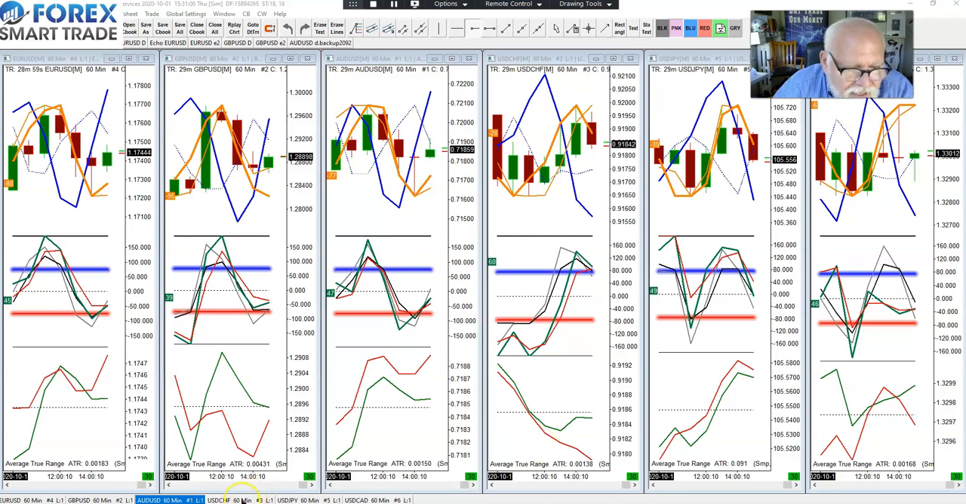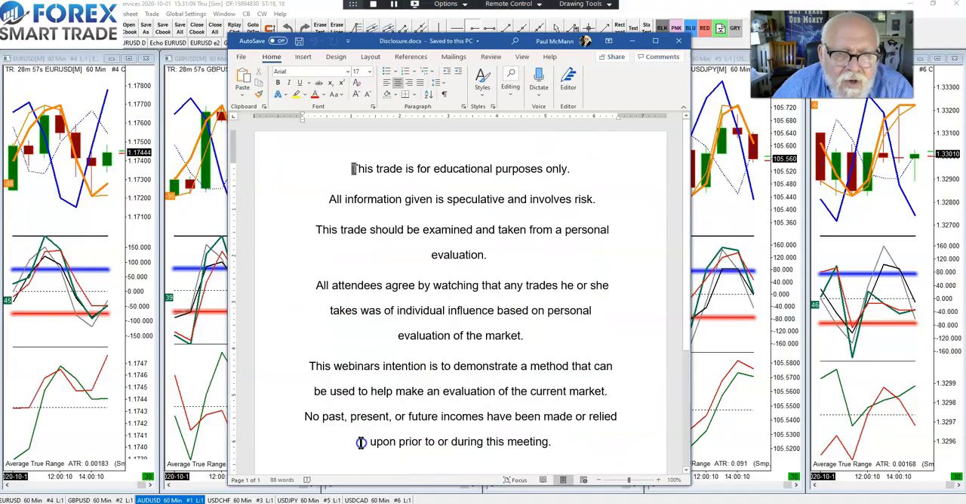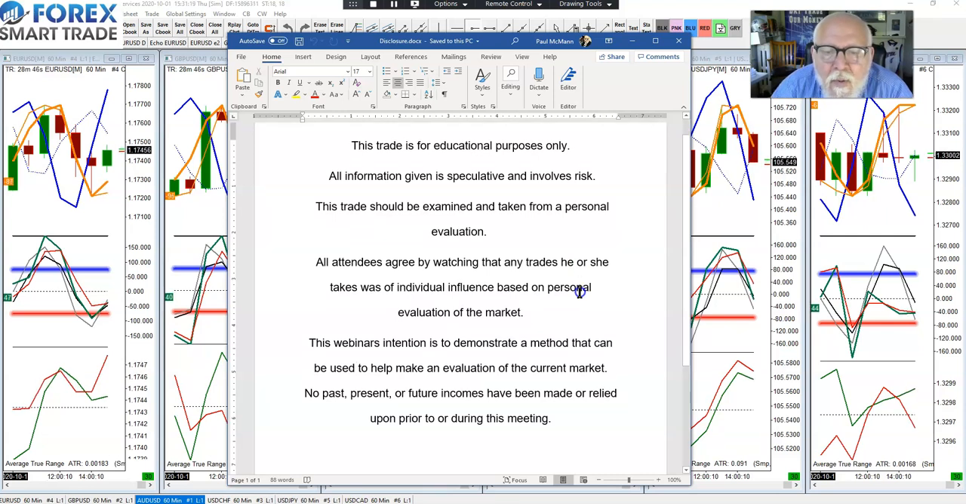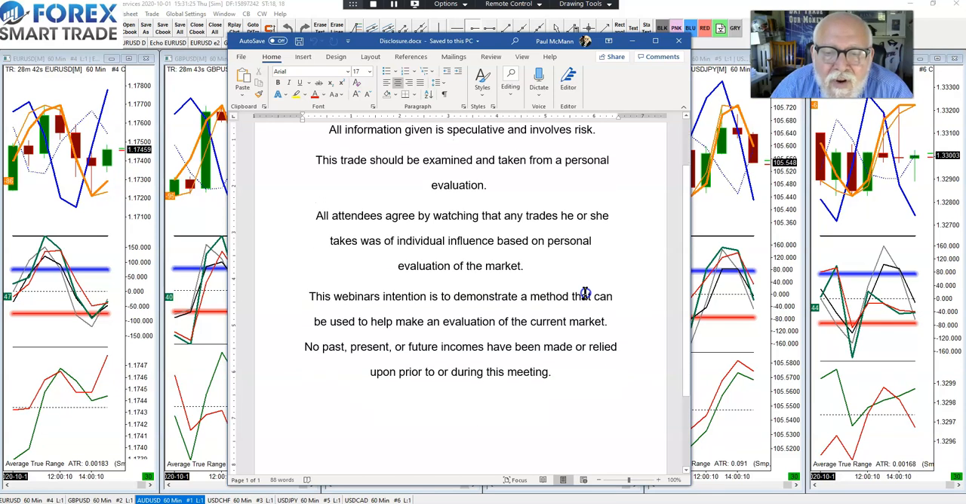First line of business is we must read the disclosure. Disclosure: this trade is for educational purposes only. All information given is speculative and involves risk. This trade should be examined and taken from a personal evaluation. All attendees agree that by watching, any trades he or she takes are of individual influence based on personal evaluation of the market. This webinar's intention is to demonstrate a method that can be used to make an evaluation of the current market. No past, present, or future incomes have been made or relied upon prior to or during this meeting.